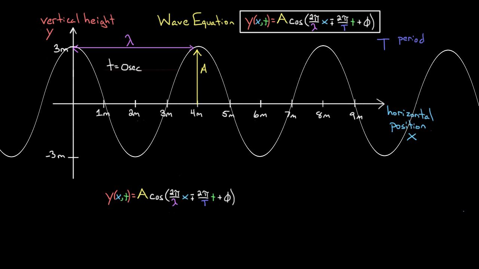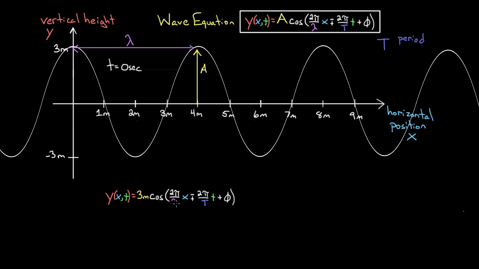What would the amplitude be? That's easy, it's still 3. The wave never gets any higher than 3, never gets any lower than -3, so our amplitude is still 3 meters. And since at x equals 0 and t equals 0, our graph starts at a maximum, we're still going to want to use cosine. So we come in here, 2 pi x over lambda.